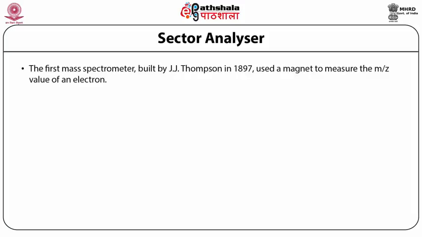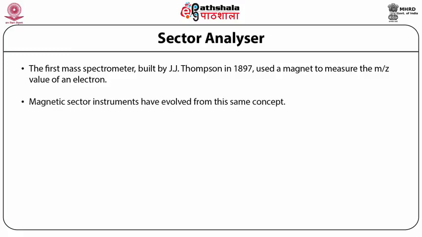Sector analyzers. The first mass spectrometer built by J.J. Thomson in 1897 used a magnet to measure the M/Z values of an electron. The magnetic sector instruments have evolved from this same concept.